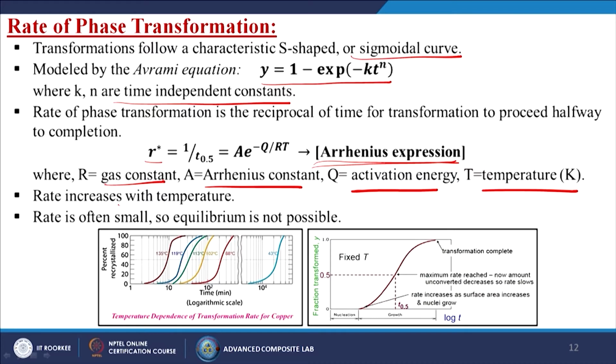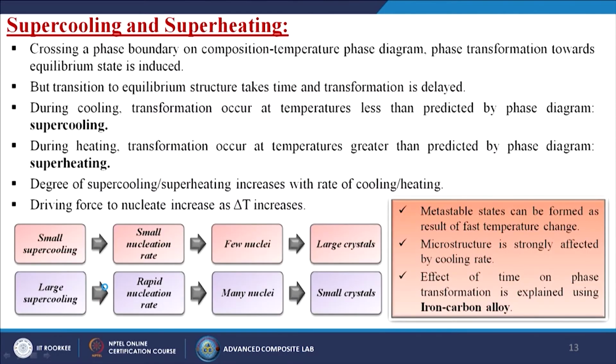Rate increases with temperature, rate is often small, so equilibrium is not possible. So, in this particular case you can see how the percent recrystallization takes place with temperature, the temperature dependence of transformation rate for copper. So, this is the example.